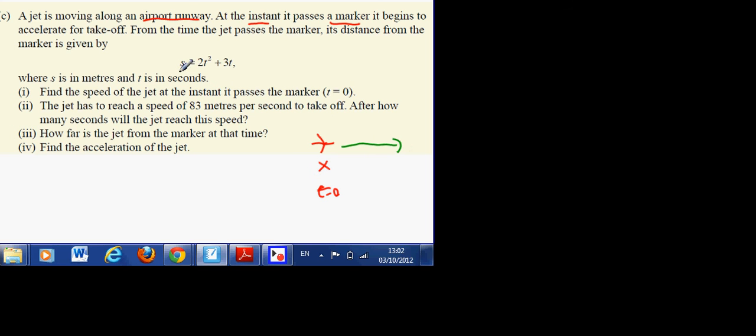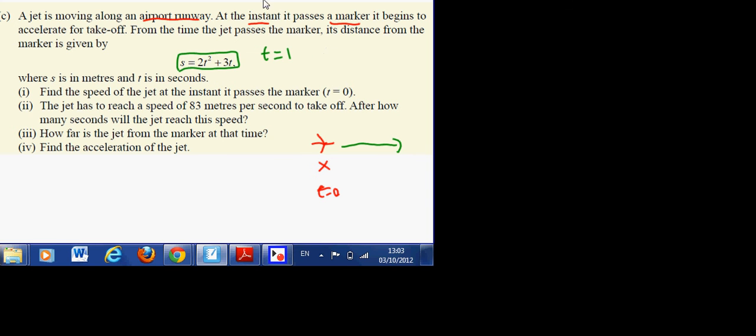So basically this equation here, this green box here, tells us, if we insert any time in there, how far the plane has gone. If we put t equals 1, that's 2 times 1 squared plus 3 times 1. It tells us it travels 5 meters in the first second. Okay? So that's what that tells us. It tells me how far the actual airplane has travelled away from the marker. So the answer at t equals 1 would be 5 meters, yeah?